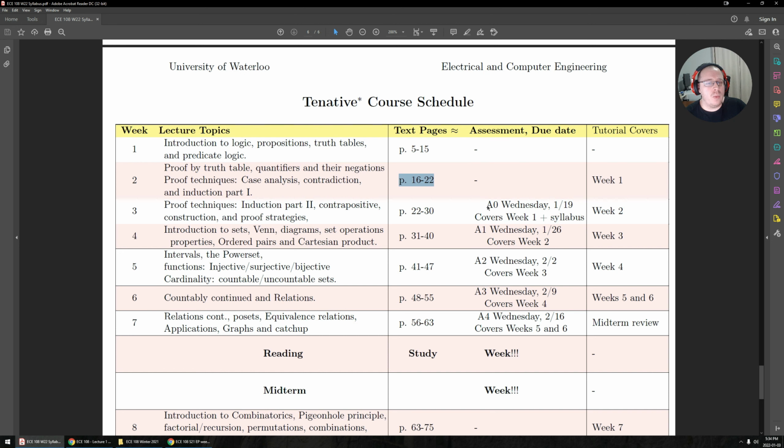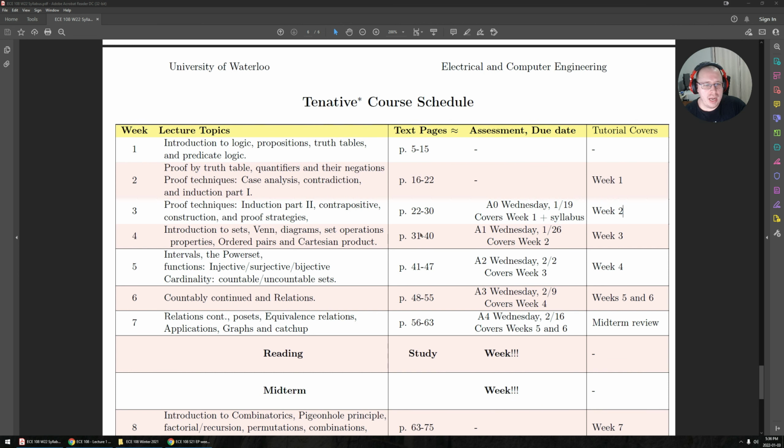And then in week 3, we have assignment 0, which covers a little bit on week 1. Maybe I might cut that out. Topics on the syllabus. And then the tutorial for that week would cover the material previously here.